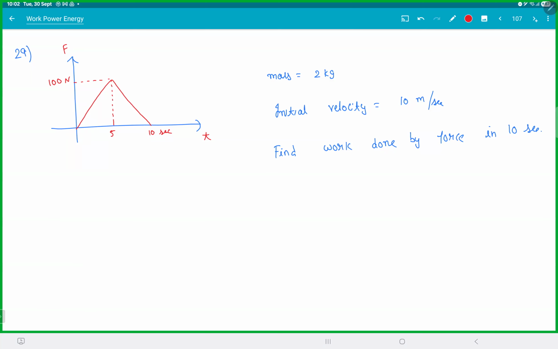Again, be careful. This is not an FX graph. Maybe right, Samyak. Let's say I think I gave pretty big numbers. I should have made it 10 newtons instead of 100.